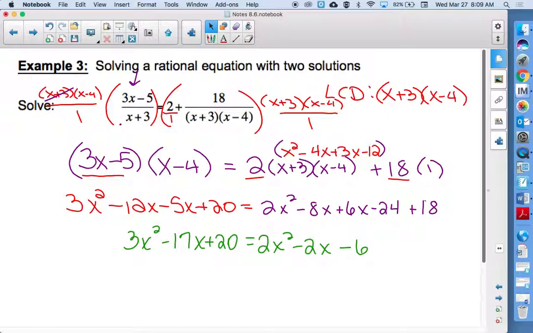I tried to do some of the algebra steps up here. So I did the foiling, combined some like terms together, distributed a 2 through. So Emma, if we take everything to one side, what do you have left if you set it equal to 0?